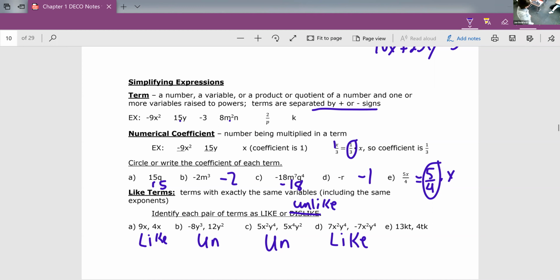How about on E? Let's vote. How many of you say unlike? How many of you say like? These are actually like. Here's why.